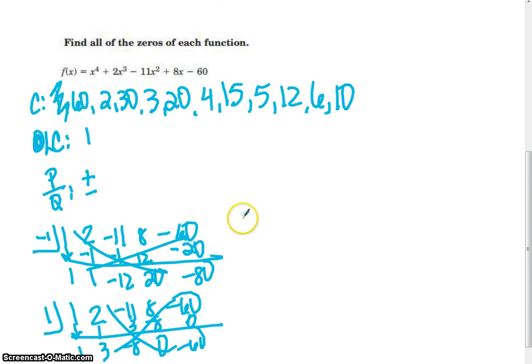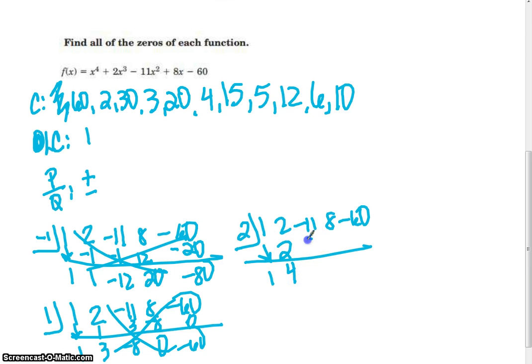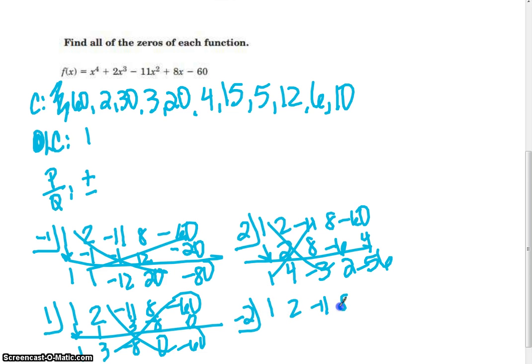So then you would do it with your 2. And it's still 1, 2, -11, 8, -60. Bring down your 1, 2, 4, 8, -3, -6, 2, 4, -56. Not going to work. Then you would try the -2. 1, 2, -11, 8, -60. Bring down your 1. You have a -2, 0, 0, -11, 22, 30, -60, and negative 120. It nearly worked, but no.